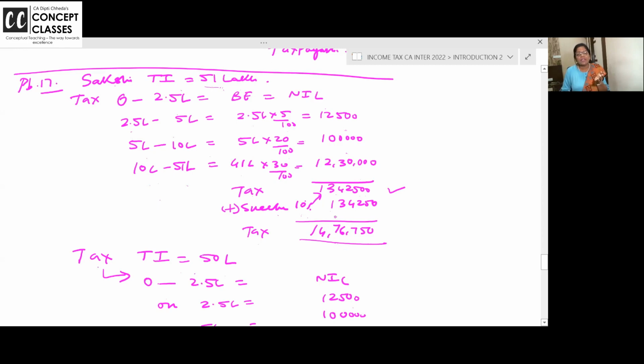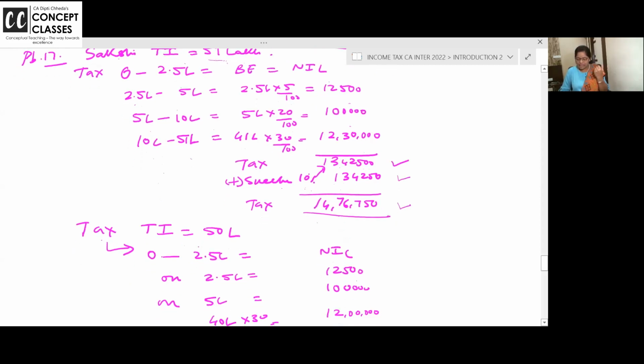Why do I pay surcharge? Because you are earning more than 50 lakhs. Your monthly income is more than 4 lakhs. Good, no? You can pay a little extra tax in the form of surcharge. And then finally the tax is 14,76,750. Okay? Right.